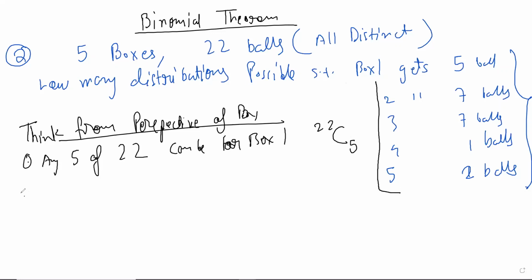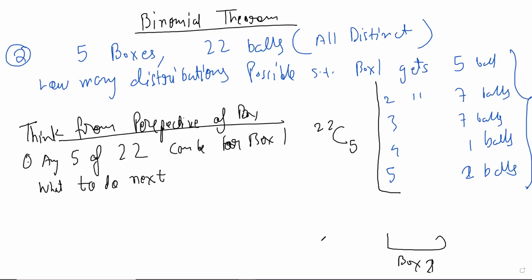Okay. Now, can anybody else tell me what should we do next? Yes, Akshit, since this is your first class, you can also say if you know. At this point, what do we have? We have taken 5 balls and we have put them in box 1. Now we have to think about box 2.